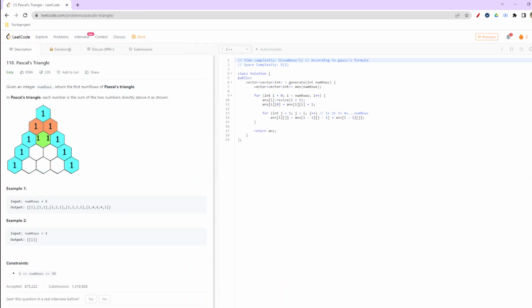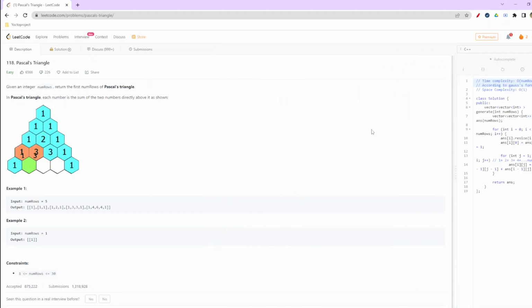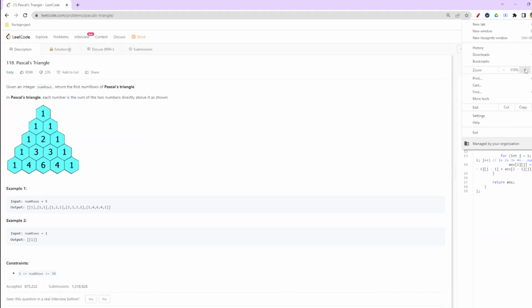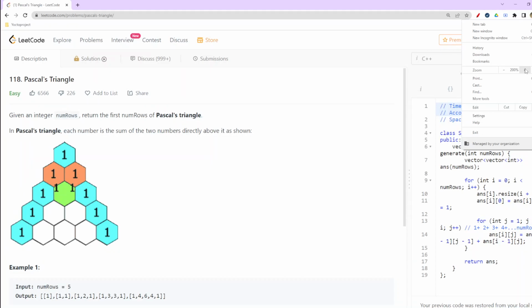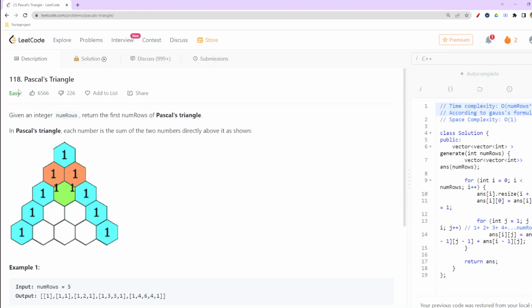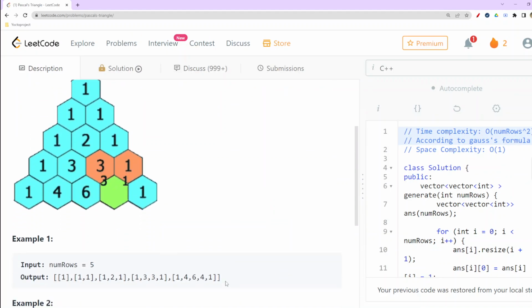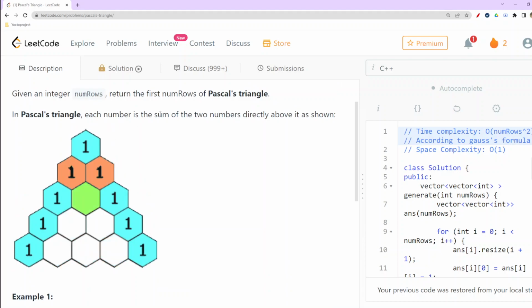So here what we are given is a triangle. As I already told you, just consider it as a right angle triangle so that your computations would be much easier to do. Here we are given an integer numRows. We are only given an integer, right, numRows, and we are required to return the first numRows of Pascal's triangle. In Pascal's triangle, each number is the sum of the two numbers directly above it.